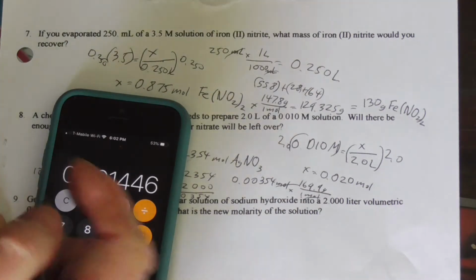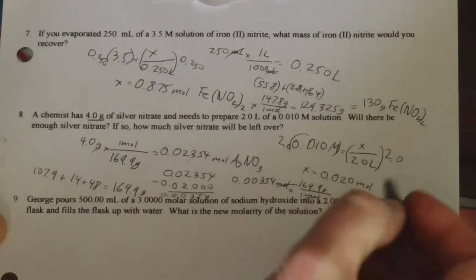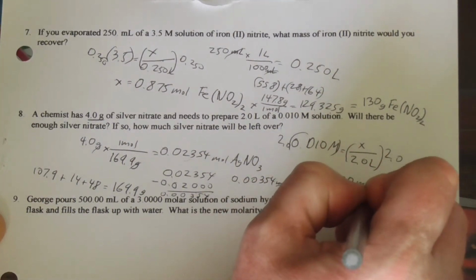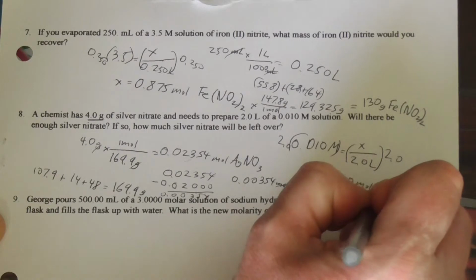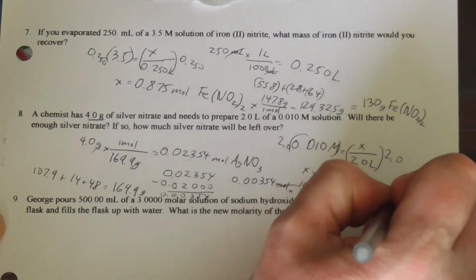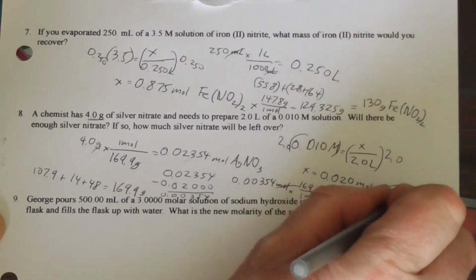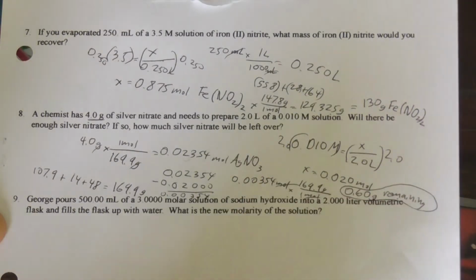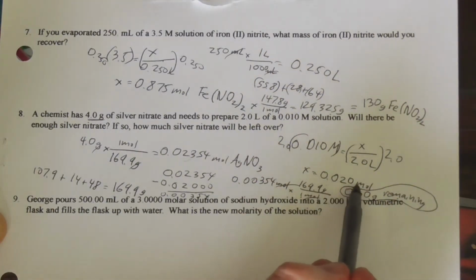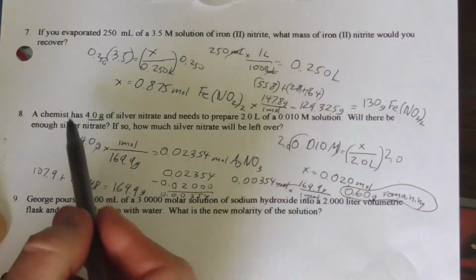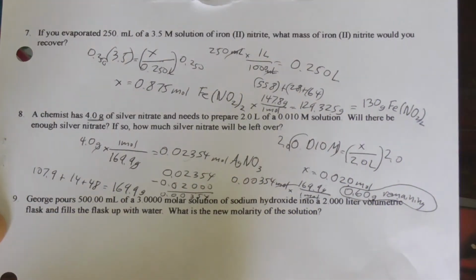169.9, which equals 0.60 grams remaining. 0.6 grams remaining. In order to make this, if I plug this number in and change that to grams, I get 3.4 grams are used to make this solution, and then I would have, since I started with 4, I would have 0.6 grams remaining.